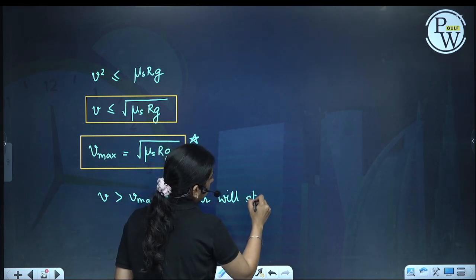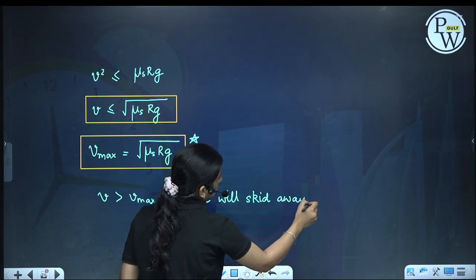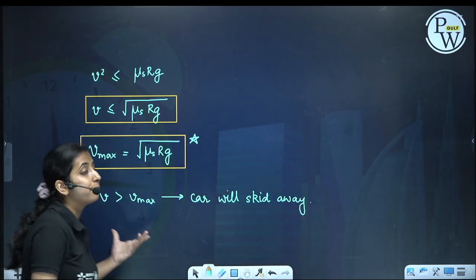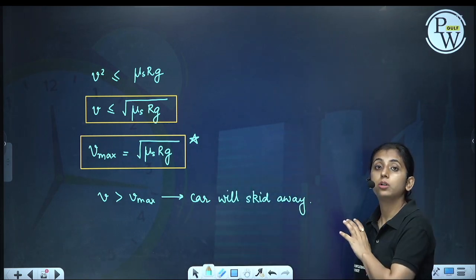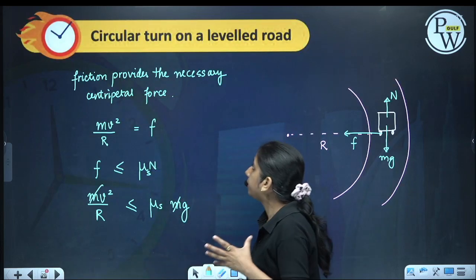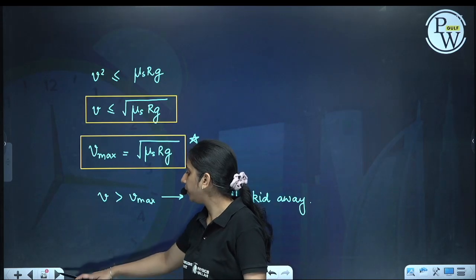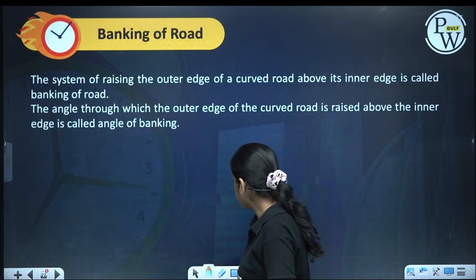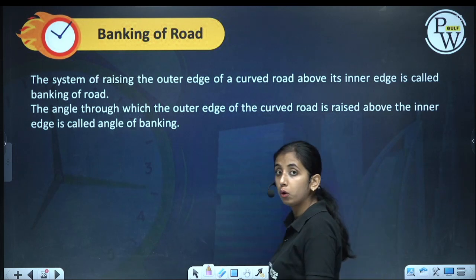Okay, the car will skid, so we can only have a maximum speed. This is equal to root of mu s r g. This is the car taking a circular turn on a leveled road. Now this speed comes out to be very less, so we introduce the concept of banking of road.